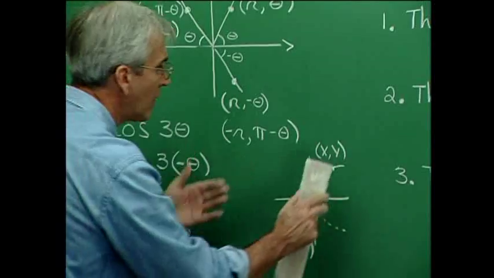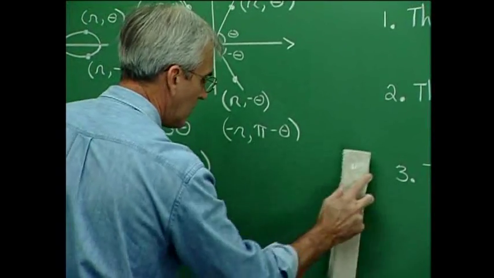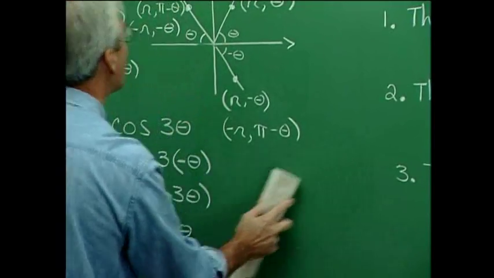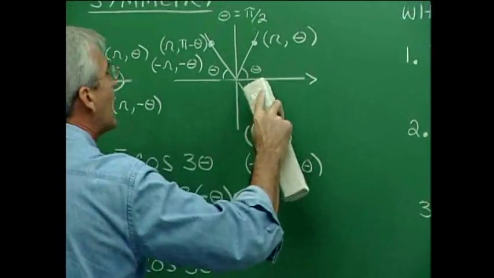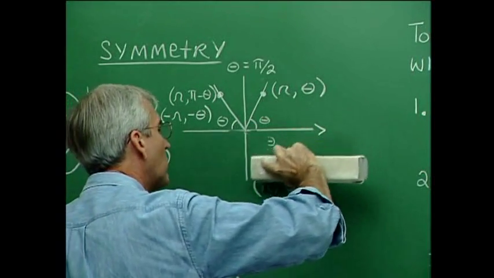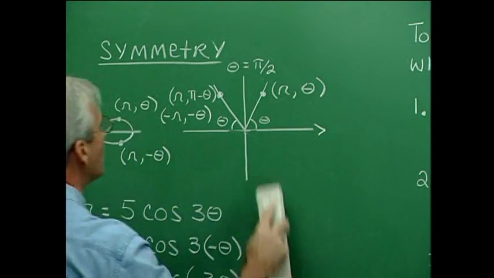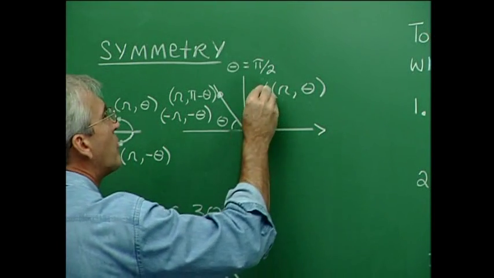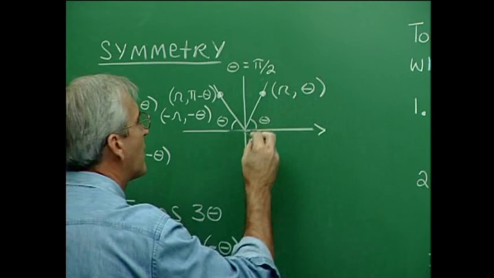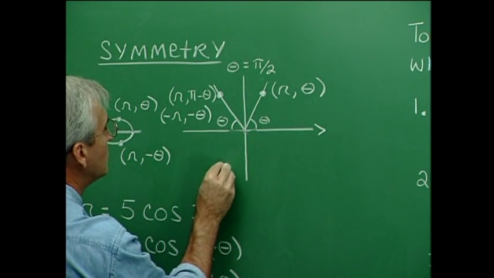Okay, so it's a similar idea here. If we want to test for symmetry about the pole, then we consider a point. All I need really is the third quadrant here, but this can look confusing. If a point in the first quadrant like this, (r, theta), is on the graph, then fold, and that point would be about right here.